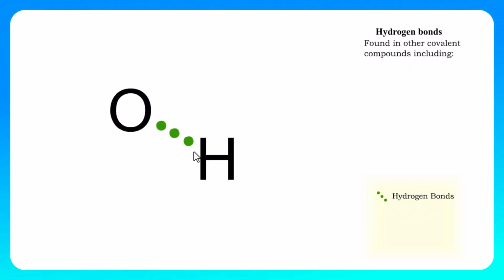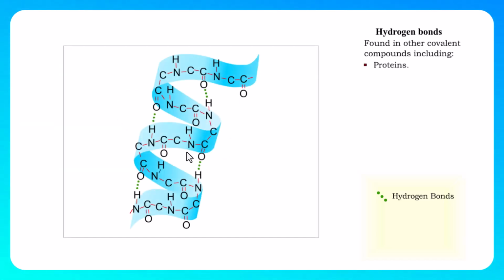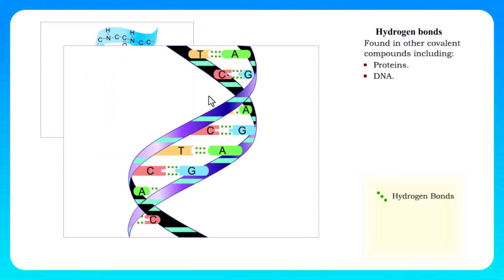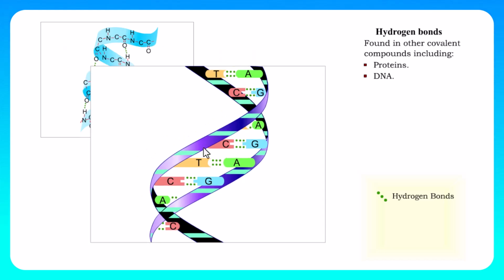Hydrogen bonds are found in other covalently bonded molecules. Part of the structure of a protein molecule is maintained by hydrogen bonds between adjacent sections of that molecule. The double helix of the DNA molecule is also stabilized by hydrogen bonds.